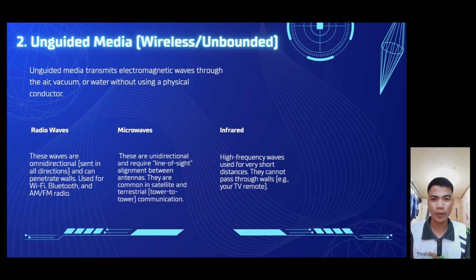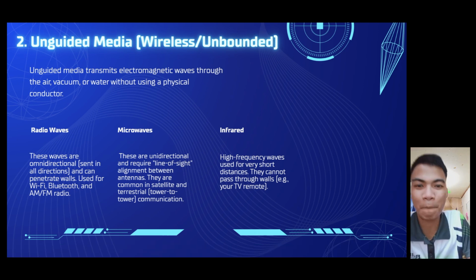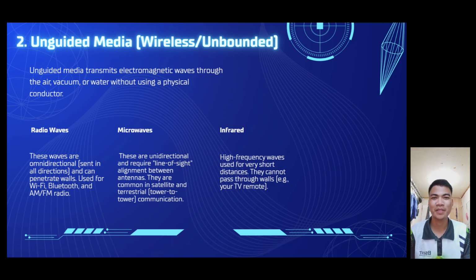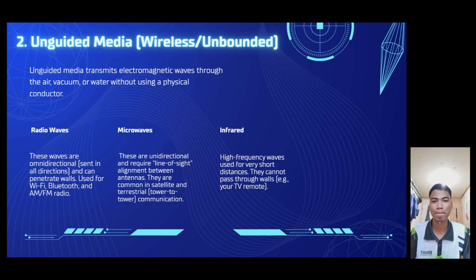So next I will explain the three ways we send data through the air without cables. First is radio waves. This travels in all directions and can go through walls. Examples include Wi-Fi, Bluetooth, and car radios. Next is microwaves. This travels in a straight line and needs a clear path between antennas. We use this for satellites, GPS, and cell towers.